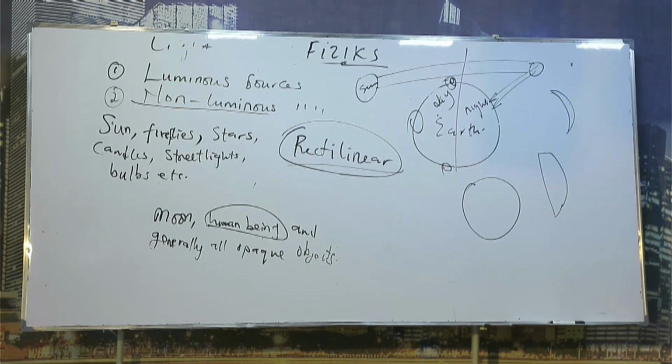Formation of shadows. Second one is what? Formation of eclipse. Third one is what? Pinhole camera. So these are the three evidences to show that light travels on a straight line. Pick up the first one. Formation of shadows.